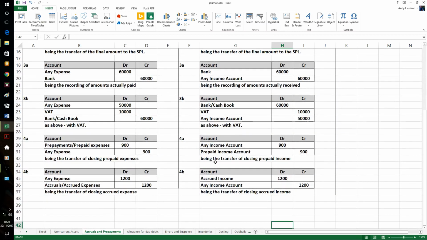And then closing prepaid income seems to come up more often than anything else. Prepaid income is a liability. Somebody has paid you for something or some work in advance. You have a liability. You owe them the work effectively or the goods or whatever you promised to do for the money. And then accrued income is a little bit like a receivable. You've earned the sale, you've earned the income, earned the commission, earned the rent, and they owe you, so it's an asset like a sales ledger control account.